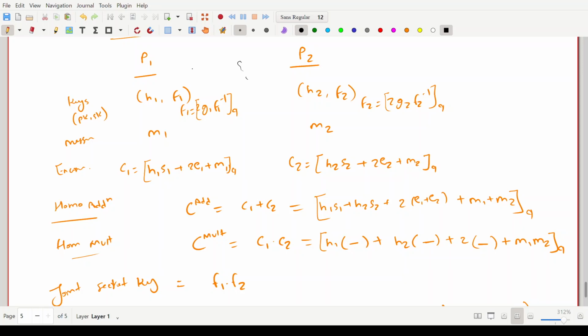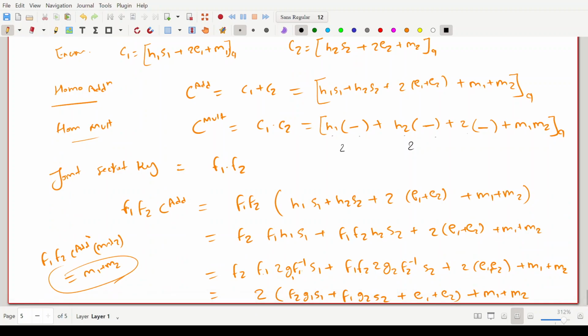If you observe, if you multiply, I told you this term is having h1 into something plus h2 into something plus 2 into something. So if you put the value of h1, it will be 2g f1 inverse. So f1 into f1 inverse will go away, so this term will be having 2 inside, this one will also have 2 inside, and here this one is also having 2 inside, correct? So I can take 2 outside and I will be having m1 into m2 here. So if I take modulo 2, I will get the message m1 into m2. So in this case, the product of the messages also you can compute with the joint secret key.